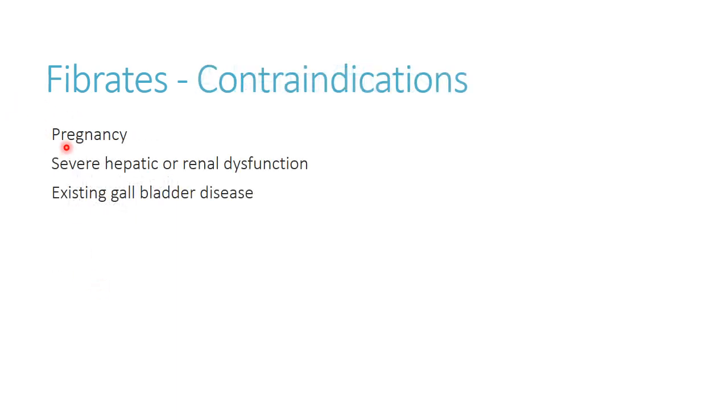Again, this will be contraindicated in pregnancy. Again, there's really only one class of drugs we'll use in pregnancy, which we'll mention in just a few minutes. Existing gallbladder disease, you want to avoid them, and if they already have pretty severe hepatic or renal dysfunction, again, you would accumulate drug and see more likely these myopathies and other kind of side effects.